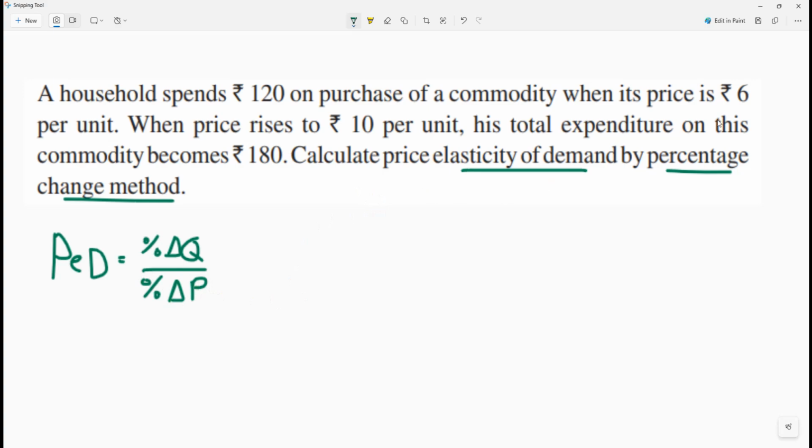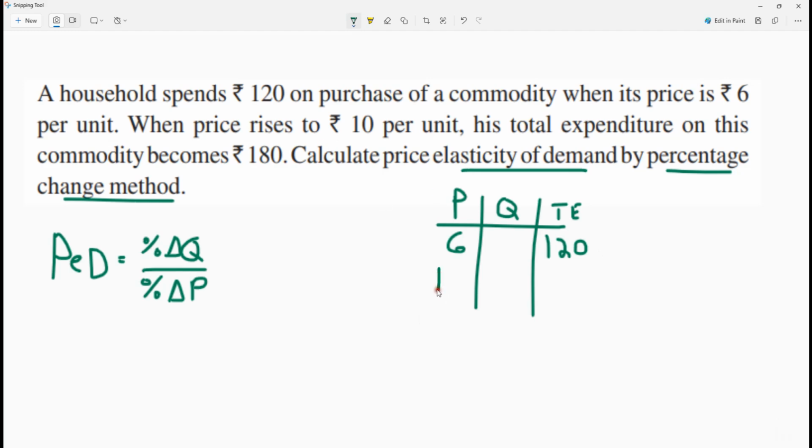So we have the prices. I'm going to make a little table over here. And then we know that the total expenditure at those different prices is different, but we need to know what the quantity is. So when the price is 6, expenditure is 120 rupees, and when the price is 10, expenditure is 180. So total expenditure, how much we are spending on that product, or how much the household is, comes from the price times the number of units. So we know all of this.